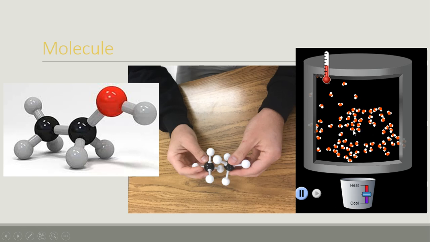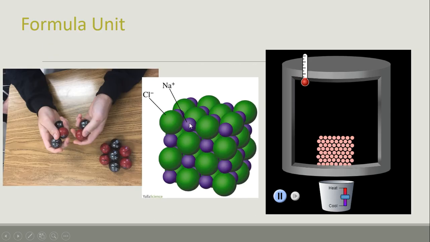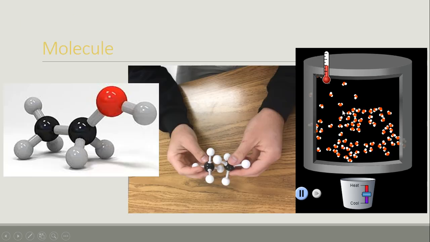So here you can actually see water. So 2 hydrogens and an oxygen just repeating over and over again, which is different than the formula unit, which is just the same pattern that's stuck together over and over again. And this is the smallest group of that. A molecule is sort of this freestanding thing.